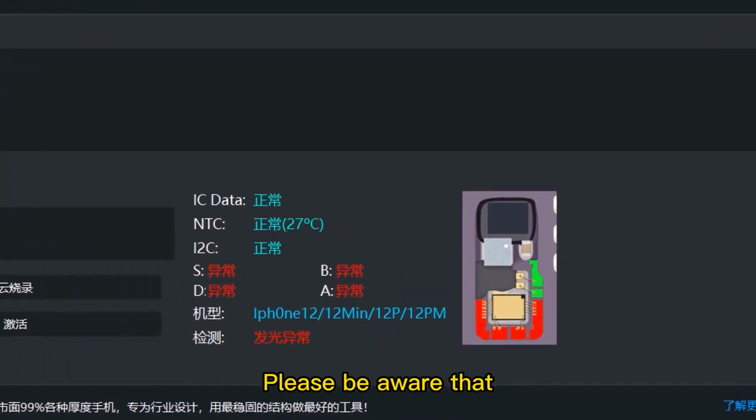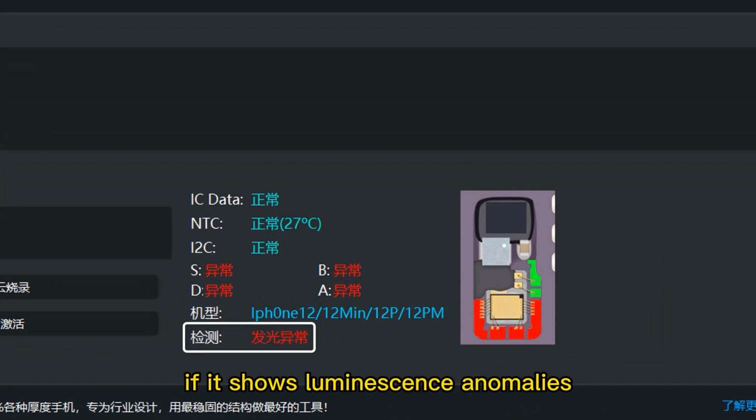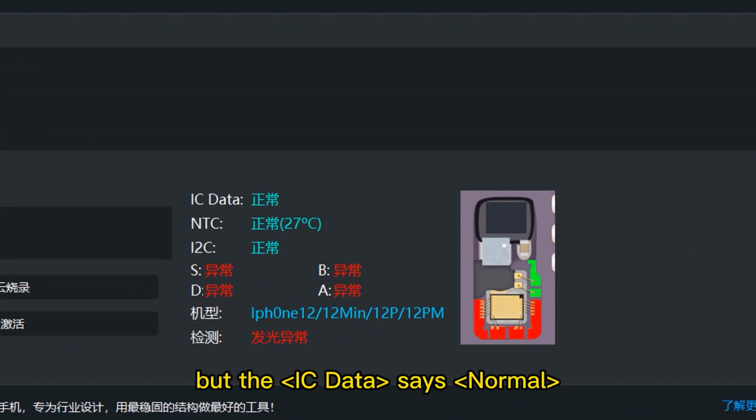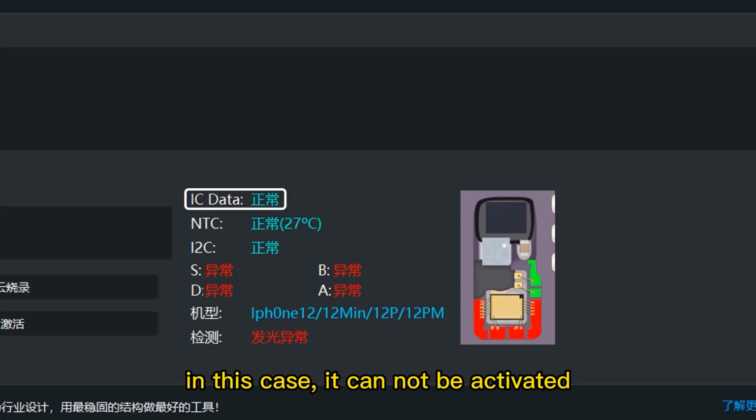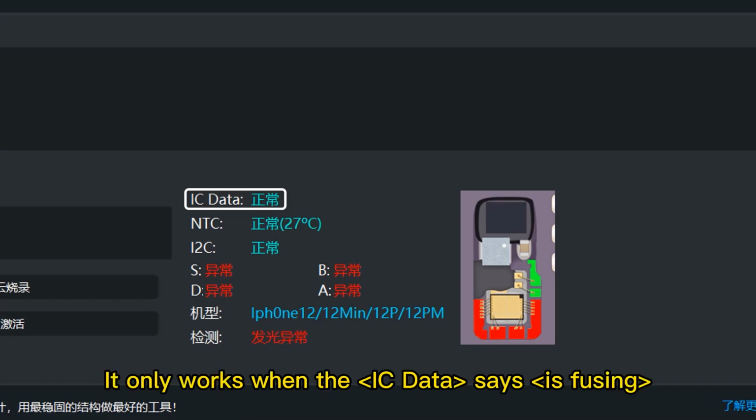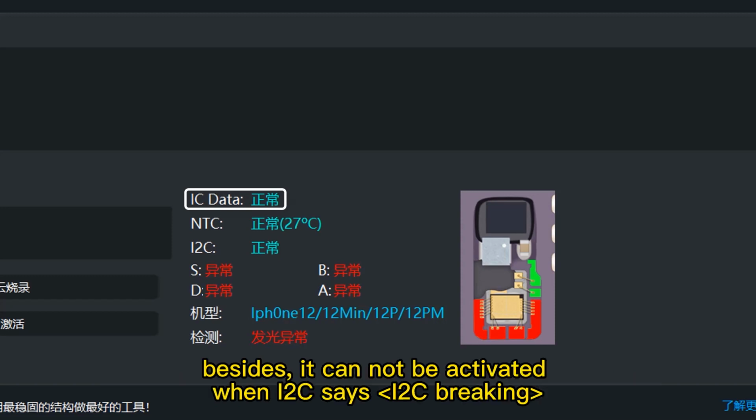Please be aware that if it shows luminescence anomalies but the IC data says normal, in this case it cannot be activated. It only works when the IC data says fusing. Besides, it cannot be activated when the IC says IC breaking.